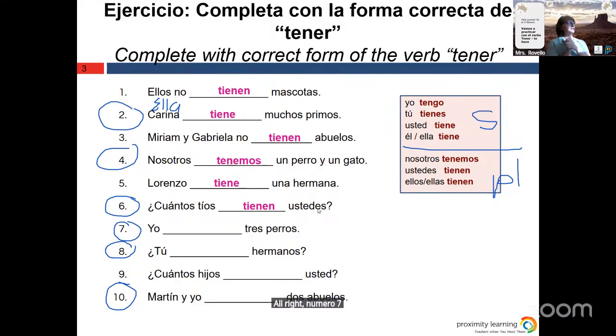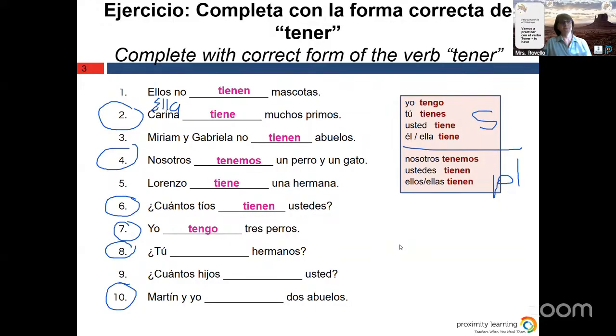All right, número siete. Do I have a volunteer for número siete? Kimura, go ahead. Número siete. Yo tengo tres perros. Muy bien. Yo tengo, I have, three tres dogs perros. I have three dogs. Perfecto. Muy bien. Good job, Heaven. All right, número ocho. Número ocho. Do I have a volunteer, Carolina? How about you, Priscilla? Heaven, knock it out. Go ahead, girlfriend. Número ocho.